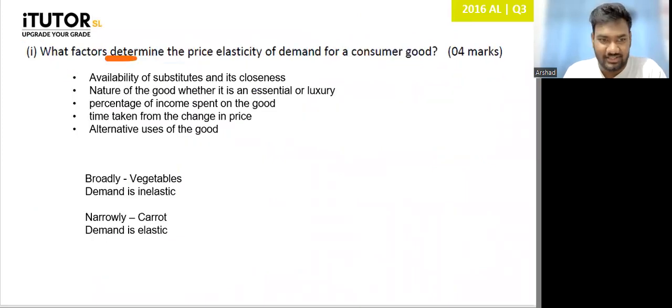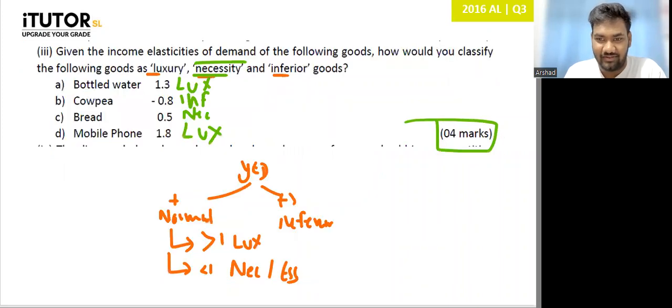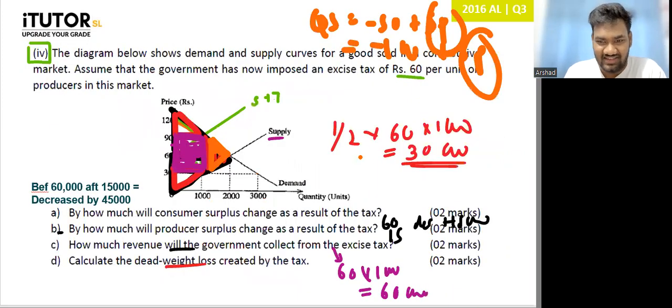How much do you all think you all got? First one 4 marks, second one 4, third one 4, last one did you all get 8 out of 8? No, pretty easy one. Should be able to get.